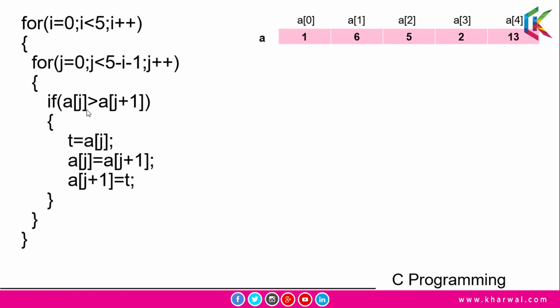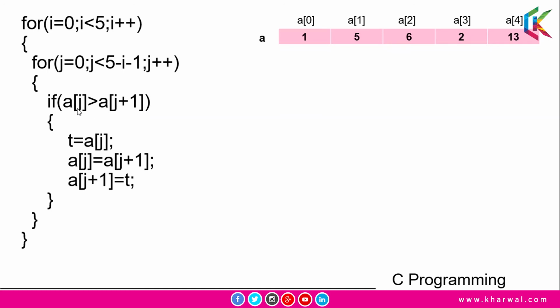So a of 1 is greater than a of 2, and this is true because 6 is at index 1 and 5 is at index 2. So these values will be swapped, and after swapping, the element of array A will be like this. And after that, j plus plus will be executed. So the value of j will be 2 and 2 less than 3, and this condition is true, and again it will check this condition.